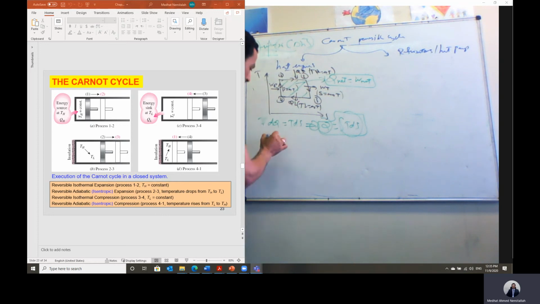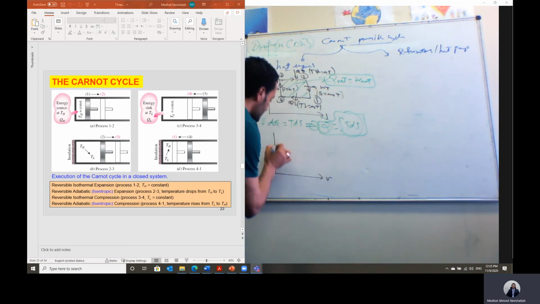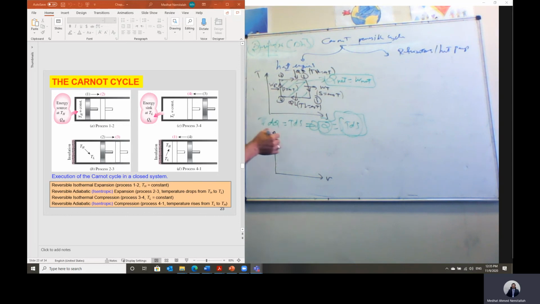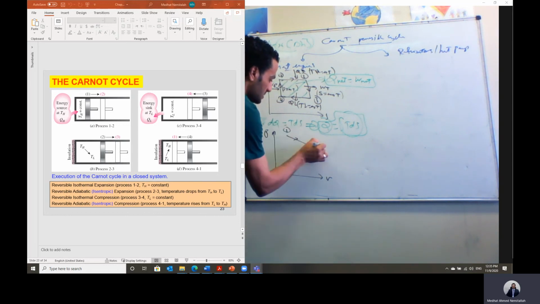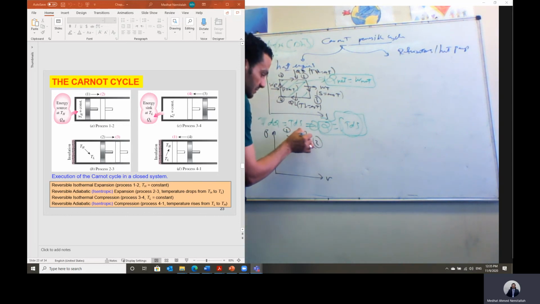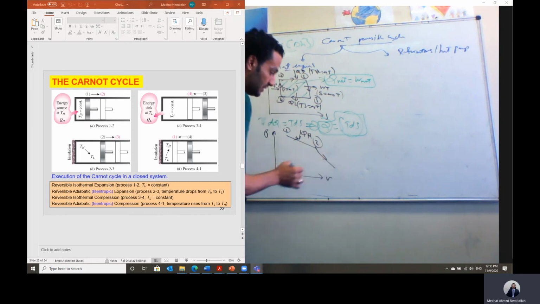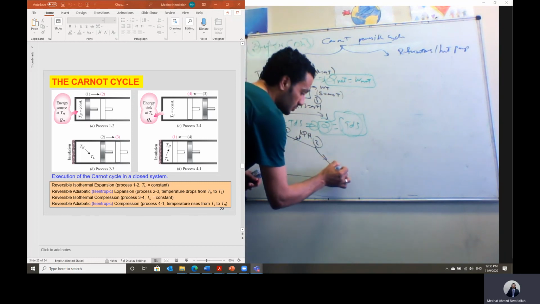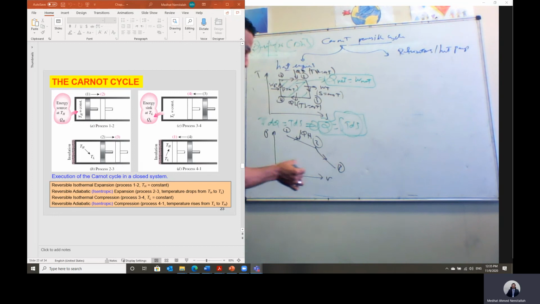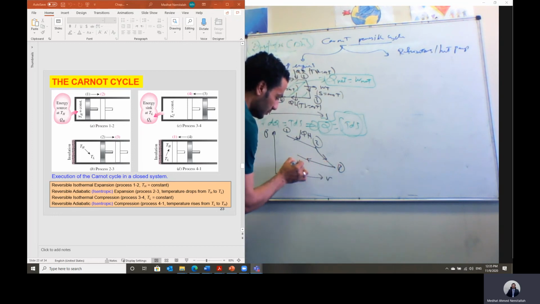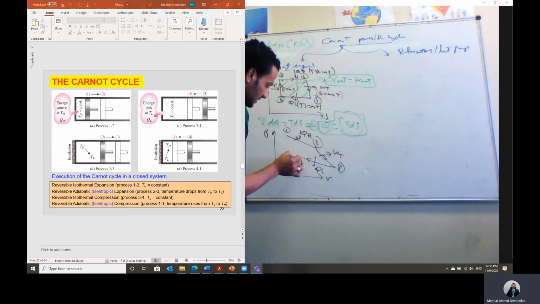Also, we can represent this process on the pressure volume diagram. So process from 1 to 2, this is actually the heat added under high temperature, under constant temperature. 2 to 3 actually is the isentropic expansion process. From 3 to 4 is actually the heat rejection, here is the work output. And process from 4 to 1, actually this is the work input inside the pump, and it should be an isentropic compression process from 4 to 1.